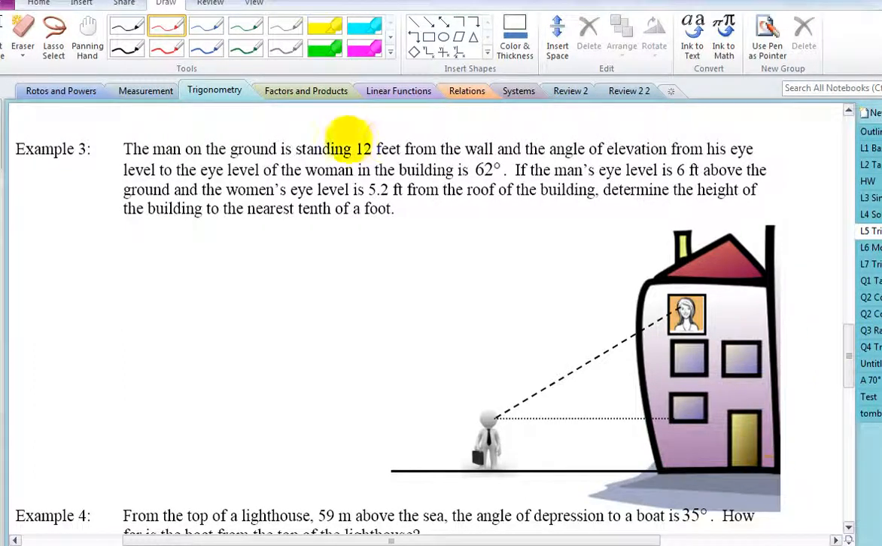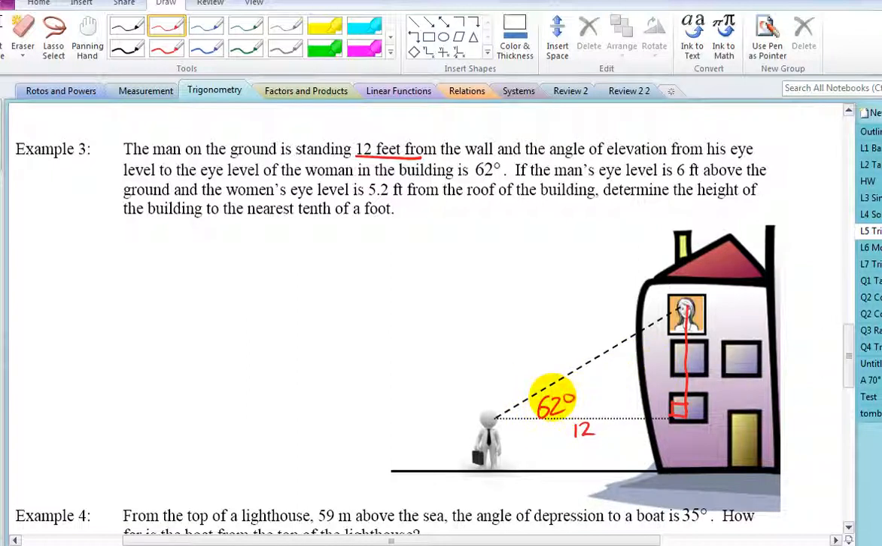This one's a little bit more challenging. The man is 12 feet from the wall, so we can put 12 on our triangle right there. Our triangle of importance is right here. Okay. So the angle is 62 degrees.